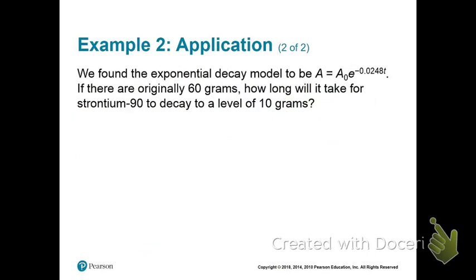All right, so for example 2 continued here. Now it says that we found the exponential decay model to be, they changed theirs, they put negative 0.0248, which is the same thing as ours. Ours is just rounded a little bit more. So it says, if there were originally 60 grams, how long will it take for the strontium-90 to decay to a level of 10 grams? Since they gave us an equation, I'm going to go ahead and use theirs, but just know it's the same as ours. We just had a little more rounding going on.